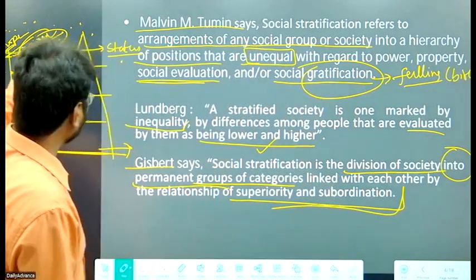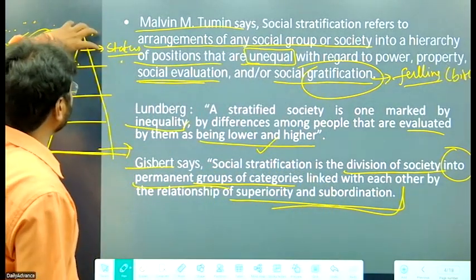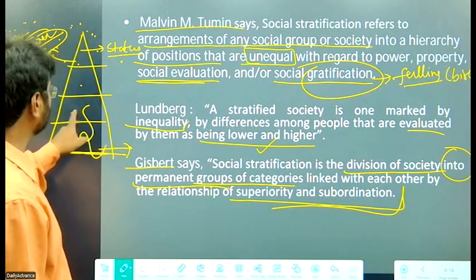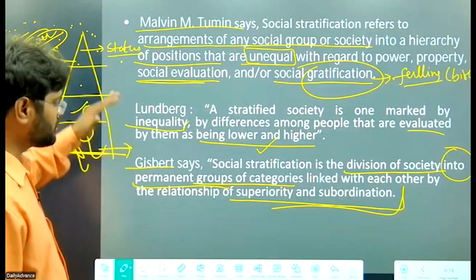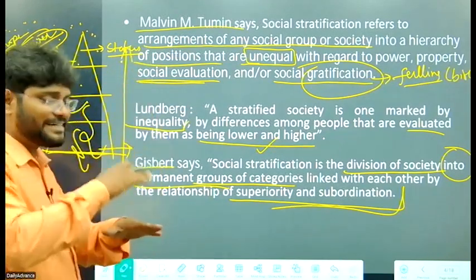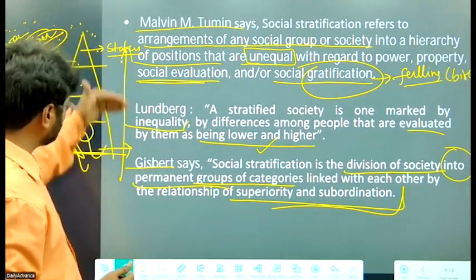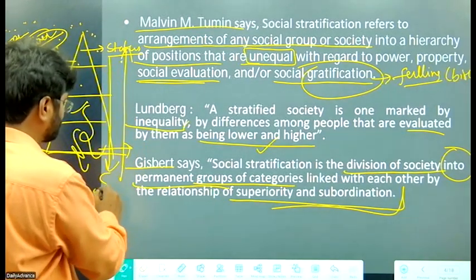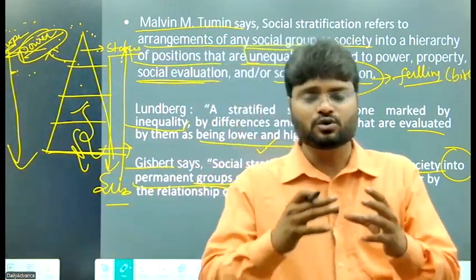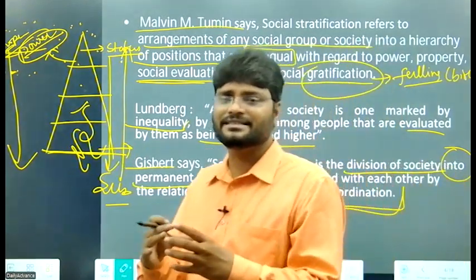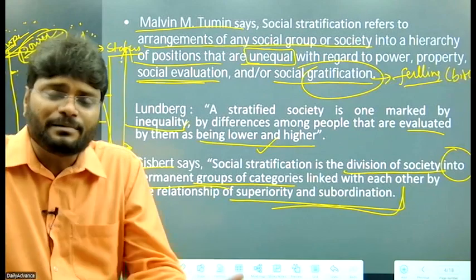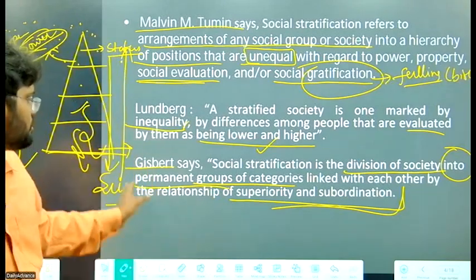So here the lower groups are always subordinate to the top group, and for the next group, the remaining groups are subordinate. This is how the top groups always are. When we move from bottom to top, superiority increases. When we move from top to bottom, superiority declines and it becomes subordination of each group. So this permanent fixing of social groups or social classes into a hierarchy of superiority and subordination is nothing but social stratification according to Gisbert.